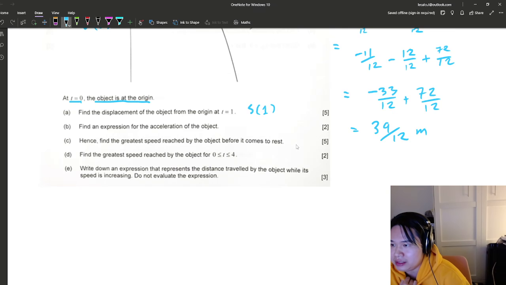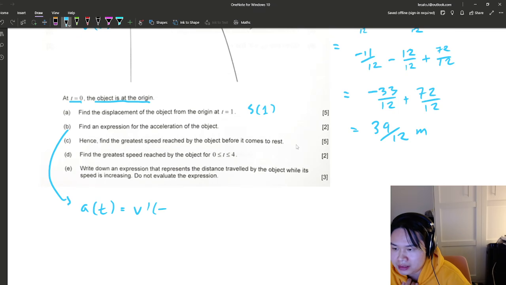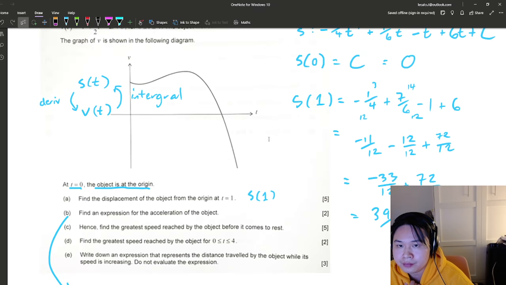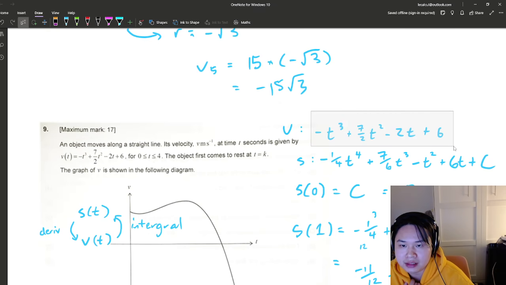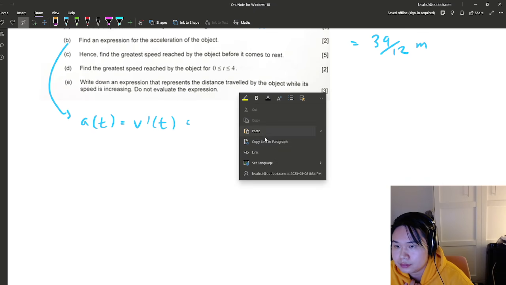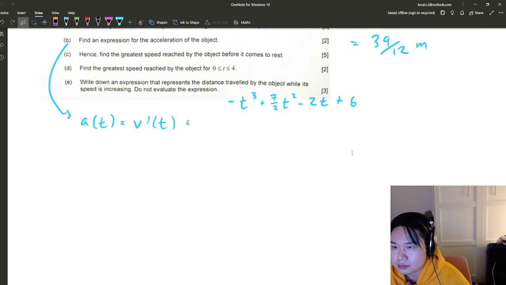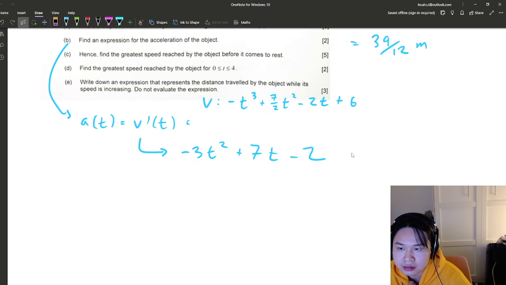Okay, next up, find an expression for the acceleration of the object. So acceleration is the derivative of velocity, so we're just going to derive. So here's my velocity right here. So negative 3t squared plus 7t minus 2. Easy peasy.